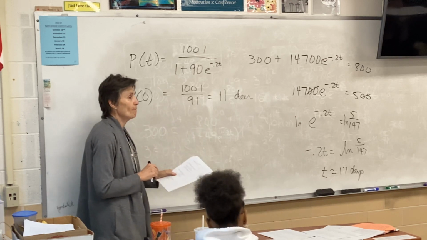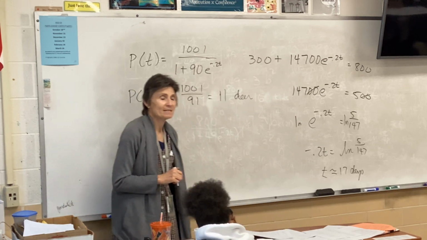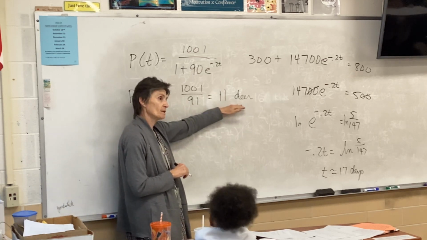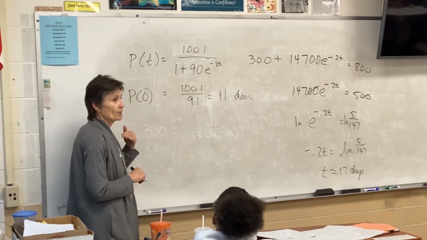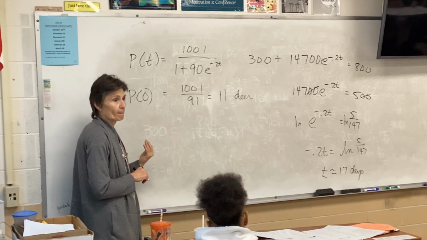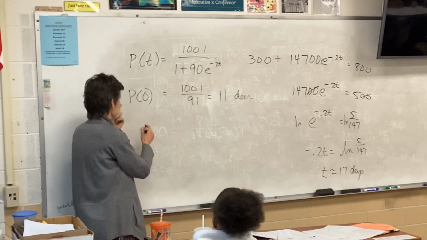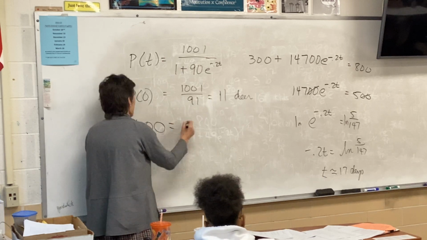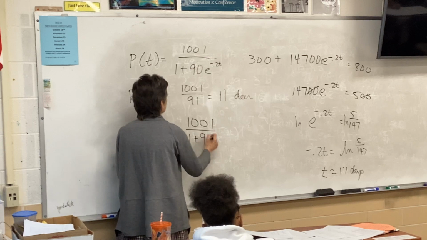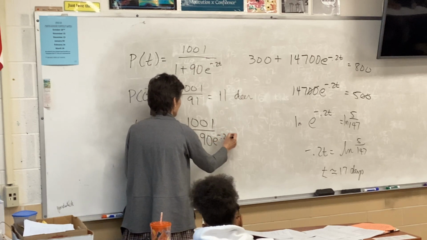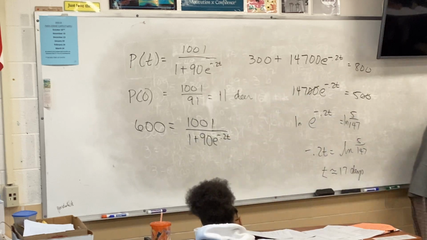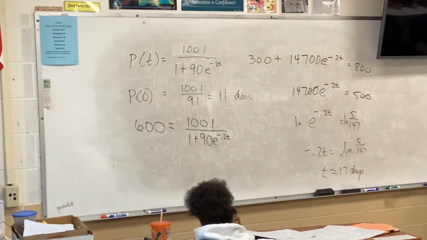When will the number of deer be 600? So we start out, this population started with 11 deer. When is it going to be 600? Well, what do we do for that? Make this 600. And then we're going to solve exactly like we did a minute ago. So go ahead and do that while I'm trying to figure this out down here.